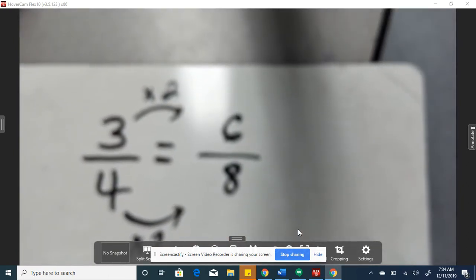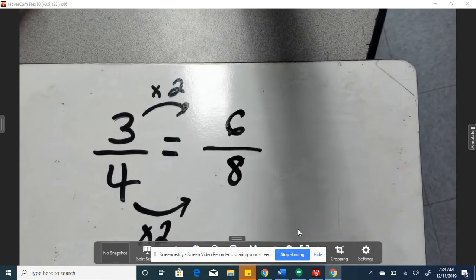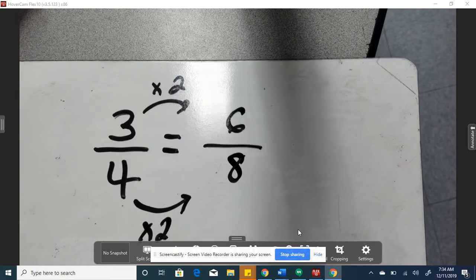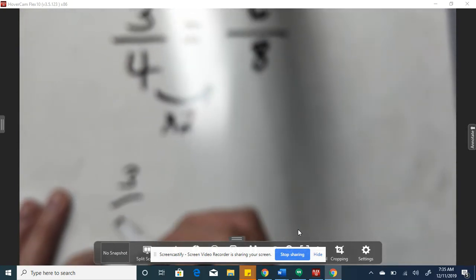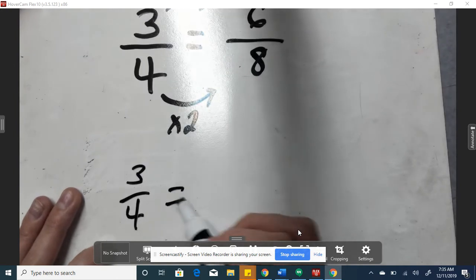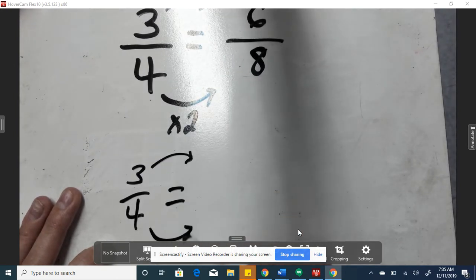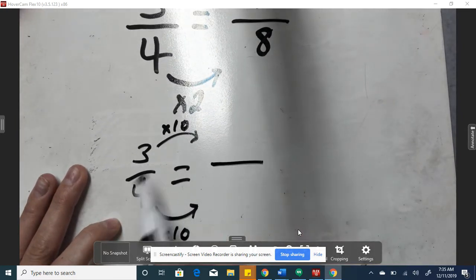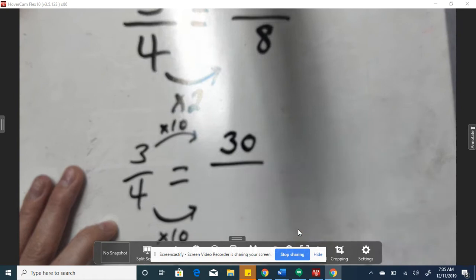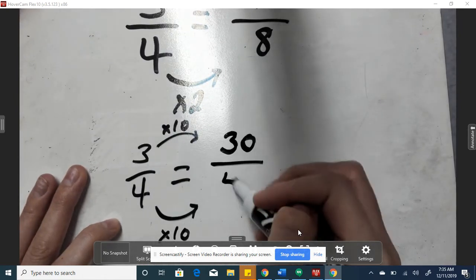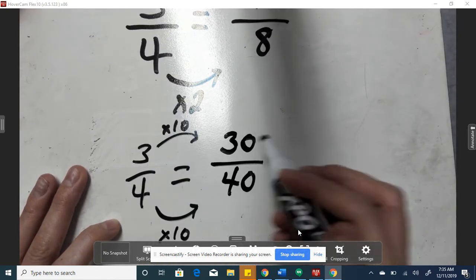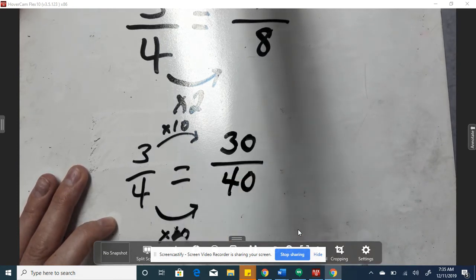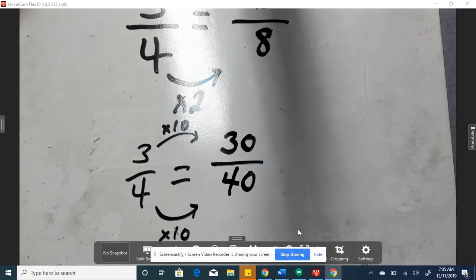Sorry, the light's getting in the way. There we go. So 3/4 equals 6/8. These are equivalent. If we wanted to do 3/4 and multiply by 10, 3 times 10 is 30. 4 times 10 is 40. We made another equivalent fraction. As long as we're multiplying by the same number on the numerator and the denominator, then we're going to get an equivalent fraction.